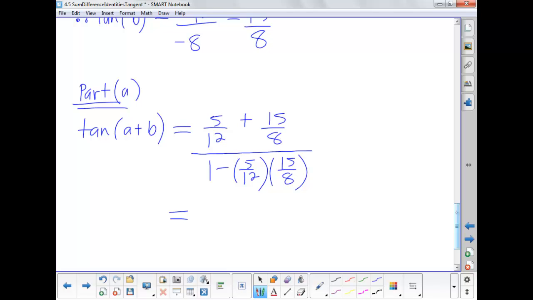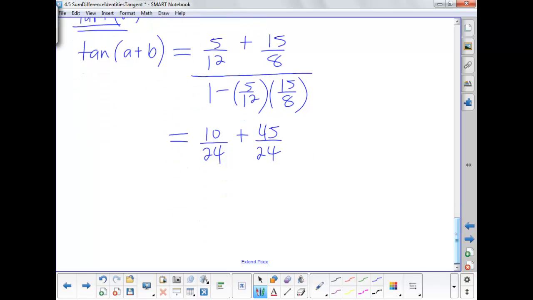Now between 12 and 8, they both divide evenly into 24, so I'm going to convert the first fraction to 10 over 24, and the second fraction, if I multiply top and bottom by 3, I would get 45 over 24. And then in the denominator, I've got 1 minus, so if I multiply the tops together, I'm going to go 15 times 5, which is 75, and 12 times 8, that is 96. Okay, so we're working our way towards being done. We're not quite there yet.